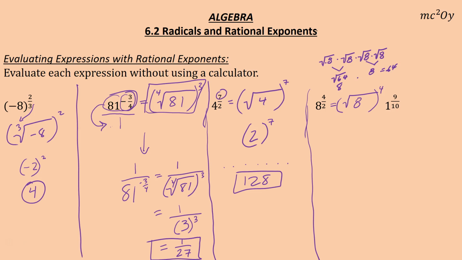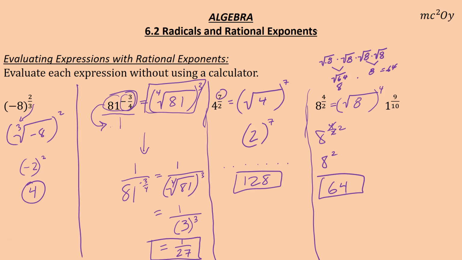However, an easier way to do this is to just think of it like this. 8 to the 4 halves, reduce the fraction first. That reduces to 2. So really this is saying, what is 8 to the 2nd? And we know that as 64. So always reduce the fraction first if you can.